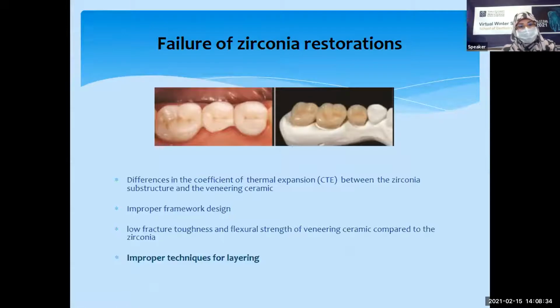There are several reasons for failure of zirconia restorations. For example, a difference in coefficient of thermal expansion between the zirconia substructure and veneering ceramic. Also, improper framework design, and low fracture toughness and flexural strength of veneering ceramic. And last, but the most important item for our topic, is improper techniques for layering zirconia.